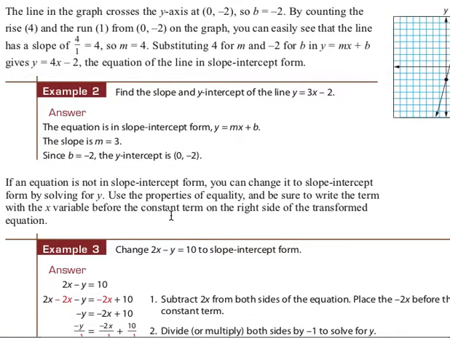Okay, find the slope and y-intercept of the line y is equal to 3x minus 2. Here is that form, y is equal to mx plus b, and m is equal to slope, and b is your y-intercept. And that's all they're asking for, right? So all I have to do is find m, which is 3, so that's my slope. And then b is negative 2, and that is my y-intercept. It's as easy as that.